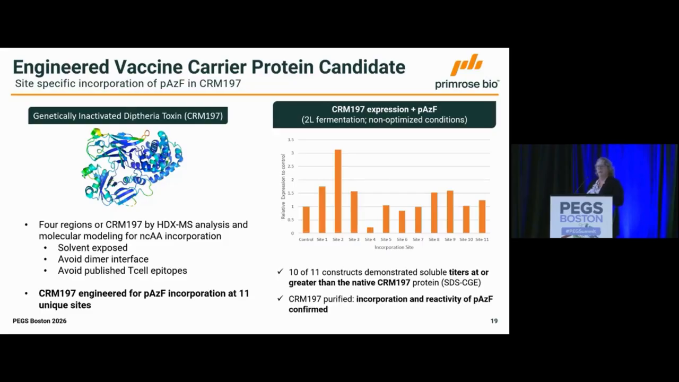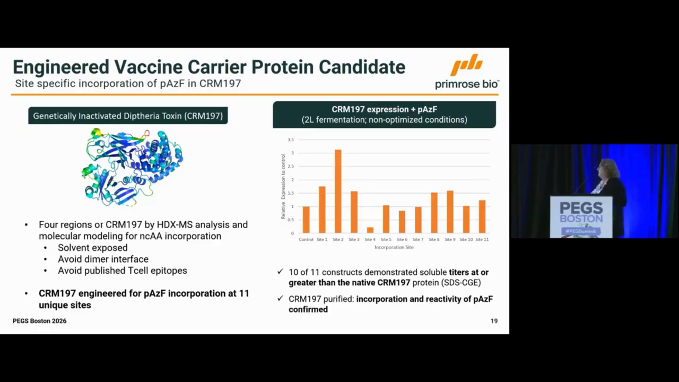CRM197 is used as a carrier protein for different carbohydrates and things to really boost the immune response to those carbohydrates or polysaccharides. And so we wanted to avoid any published T cell epitopes in CRM. So that was another thing that we were looking at. CRM forms a dimer, and we also wanted to avoid the dimer interface because we didn't want to disrupt that.